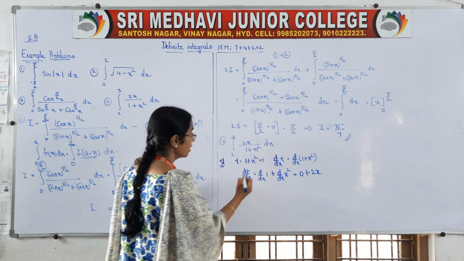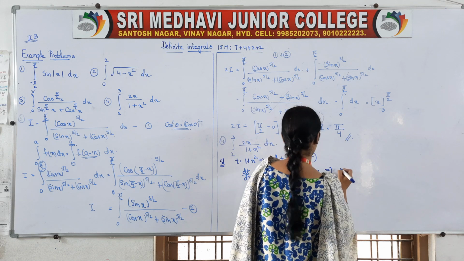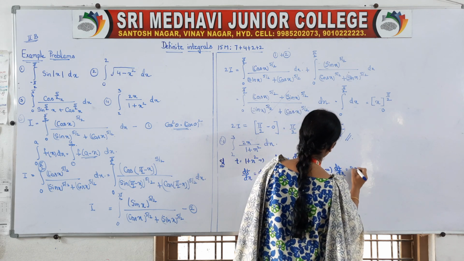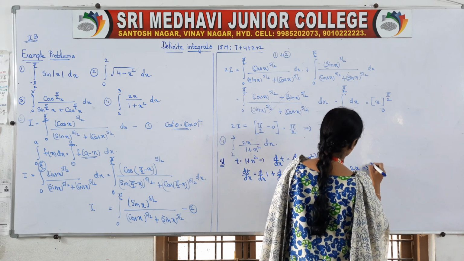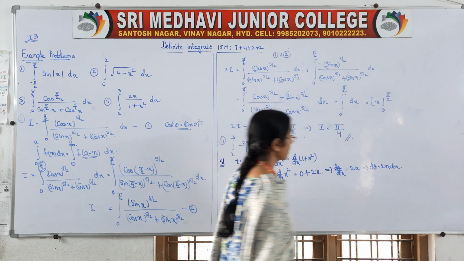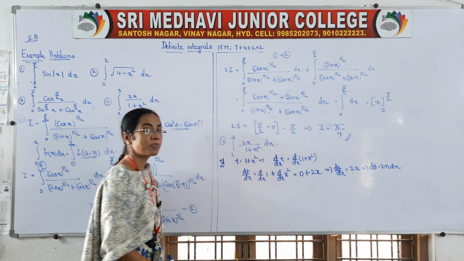Okay, so what will be your dt now? Which value did you get? You got dt by dx is equal to 2x. Now send dx to that side. dt is equal to 2x dx. Okay, observe, 2x dx is there.